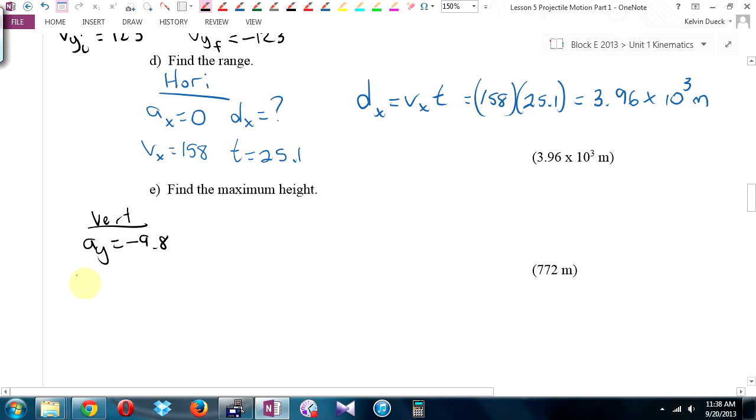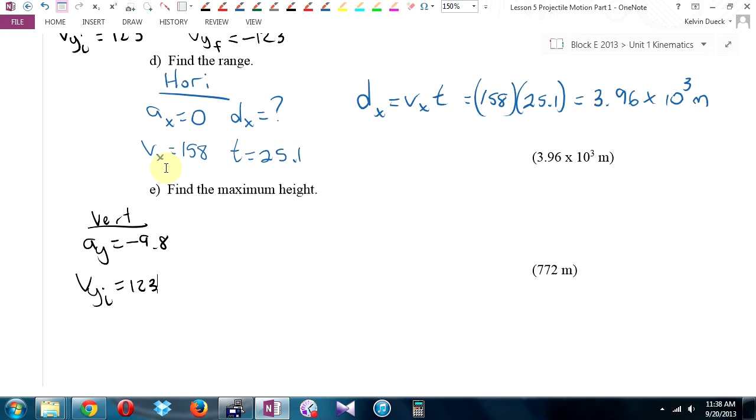Oh, and I know VY initial. It was 123? Mr. Dueck? Yeah, Duncan. How come you put an initial on this velocity right here, but you didn't bother putting an initial on the horizontal velocity? Oh, that's a great question, Duncan. Oh, horizontally, since there's no acceleration, initial is final. Okay, cool.